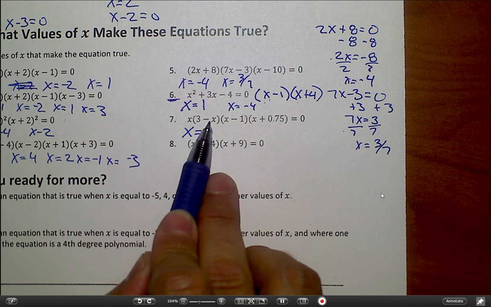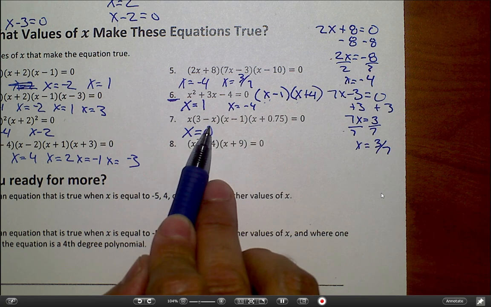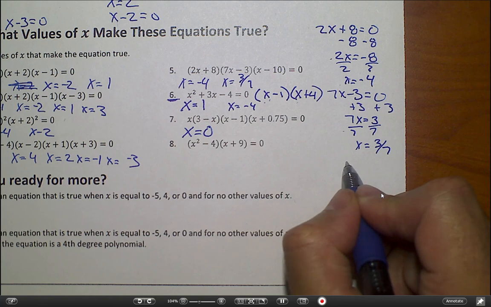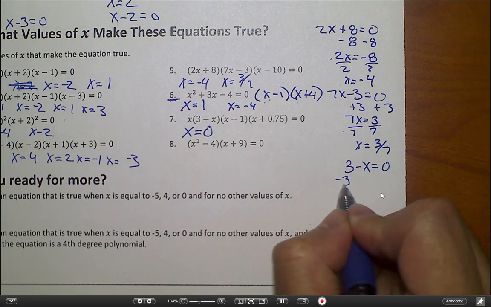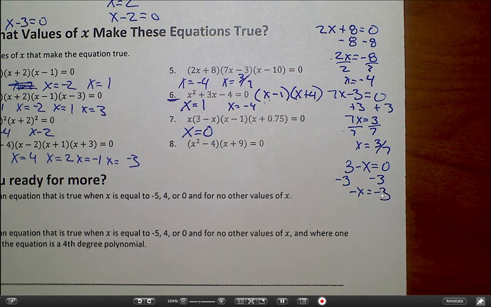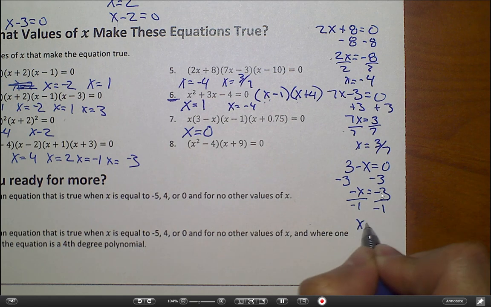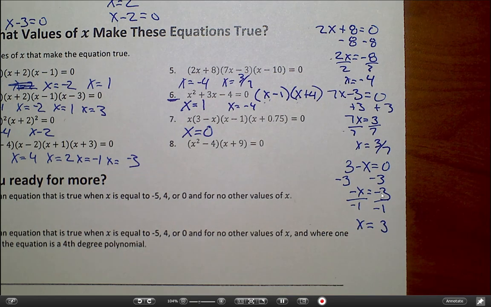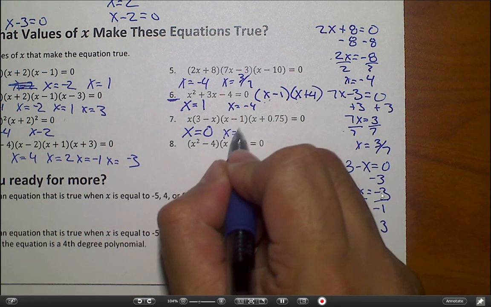Now what about this one right here? Okay, it's going to be positive 3, right? Now, let me show you why. I'm going to do the math on it. If you notice, it's kind of backwards. So it's going to say 3 minus x equals 0, right? I'm going to subtract 3. Negative x equals negative 3. Divide by negative 1. x is positive 3. So yes, I do get x equals 3 there.